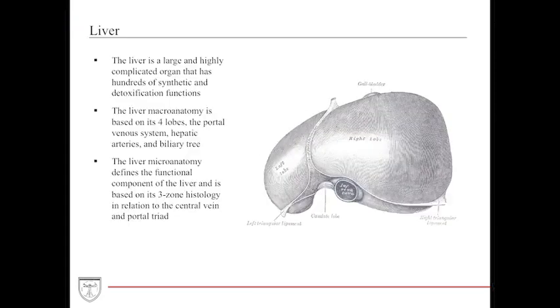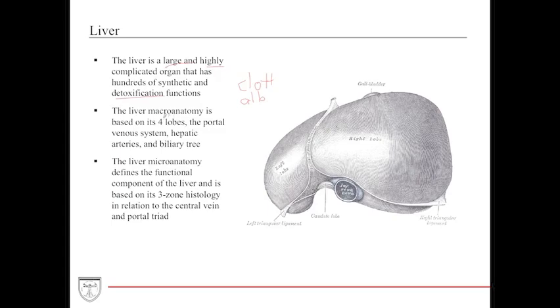So the first organ we're going to discuss is the liver, which is a very large organ, and it is highly complicated, and it helps with hundreds of synthetic and detoxification functions such as the production of clotting factors, as well as the production of albumin. It also helps with detoxification of recently ingested toxins.